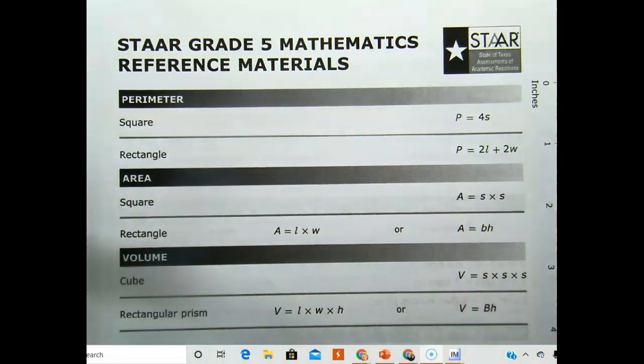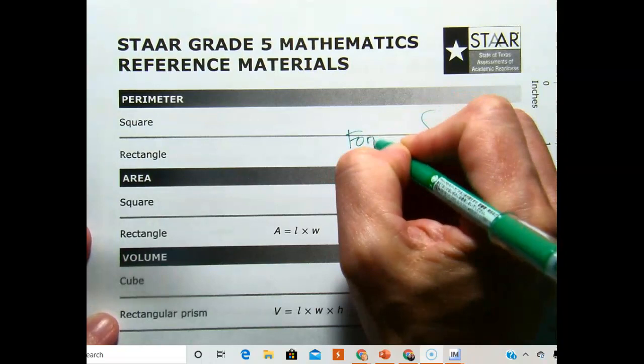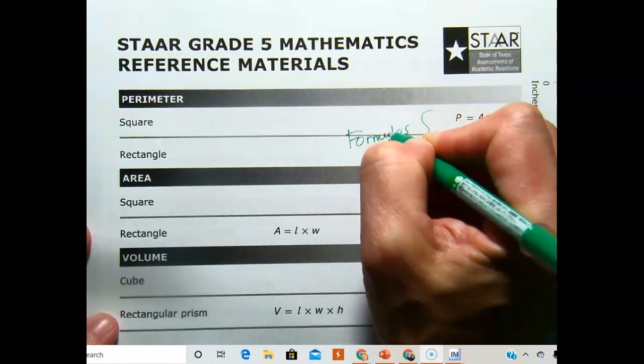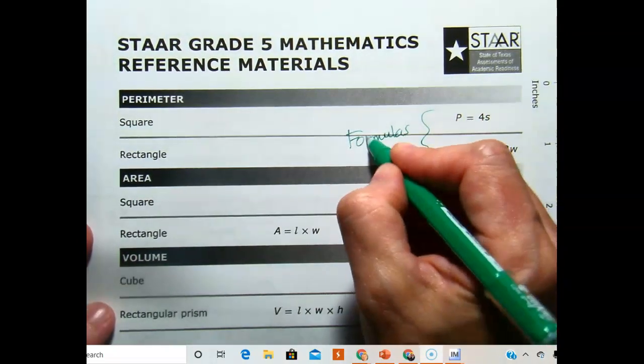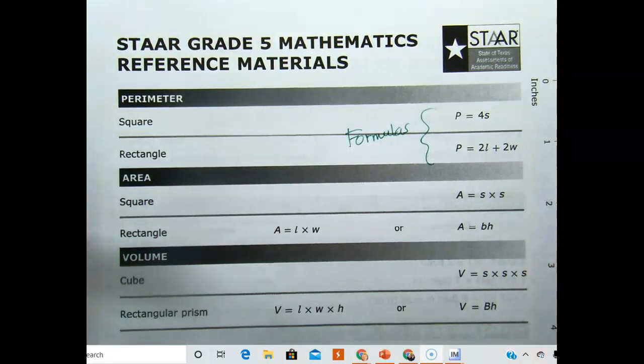Okay, so you can go ahead and grab those, and these are the formulas. So give yourself a second if you have these. Go grab them because we always need to learn how to use our reference materials. It's almost like having a cheat sheet, all right? So go grab those and we'll get started again.